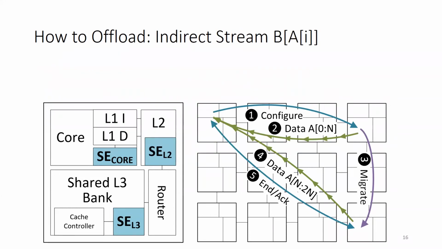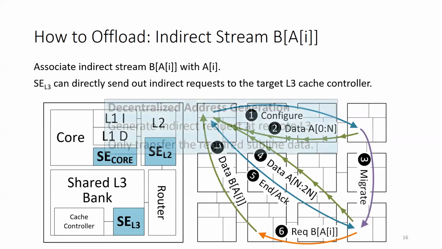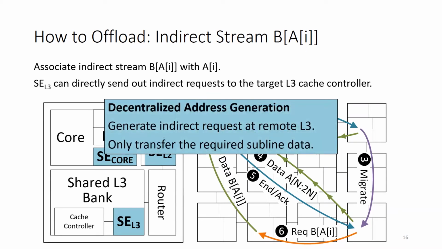We can also offload an indirect stream by associating its configuration with the direct stream. Now the L3 stream engine can send out an indirect request to the target L3 cache controller, which responds directly to the core. This essentially decentralizes the address generation, and we only transfer the required subline data, since the spatial locality within one cache line is usually low for indirect accesses.